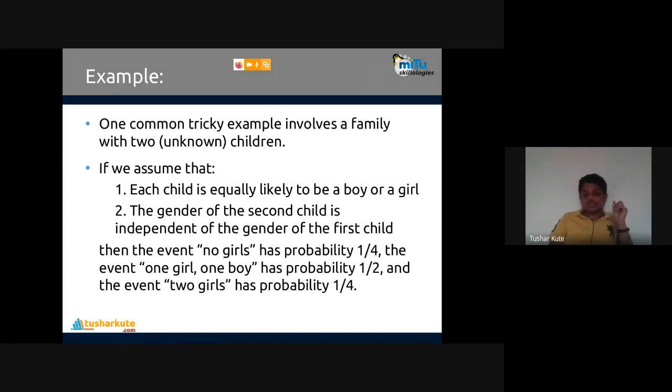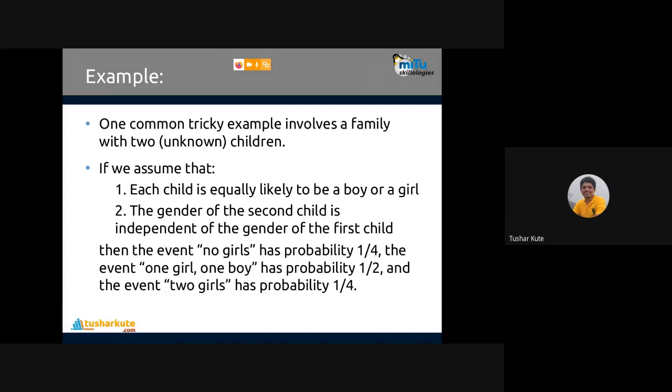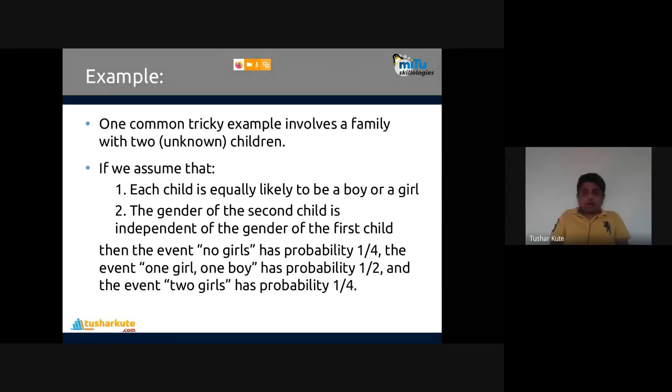Then the event no girls has probability of 1 by 4, the probability of the event one girl and one boy is 1 by 2, and the probability of the event two girls is 1 by 4. Are you getting it? No girls or no boys is also 1 by 4, because four possibilities are involved. Two girls, two boys, and no girls are there. Probability is 1 by 4. One girl, one boy will have probability of 1 by 2, 50%. And two girls will have probability of 1 by 4 again, 25% probability. These are the probabilities presented.